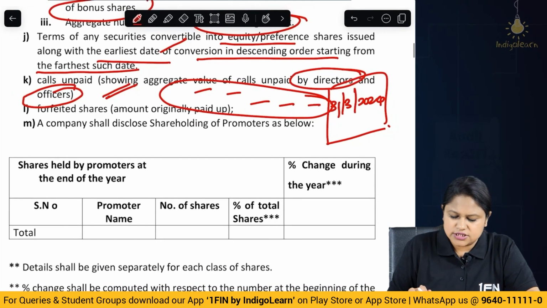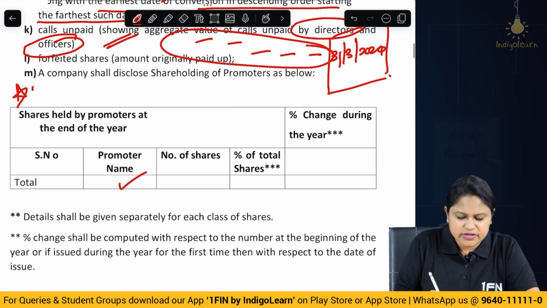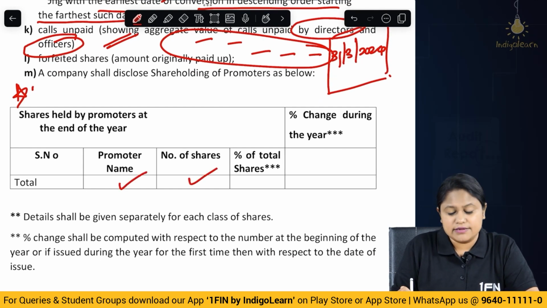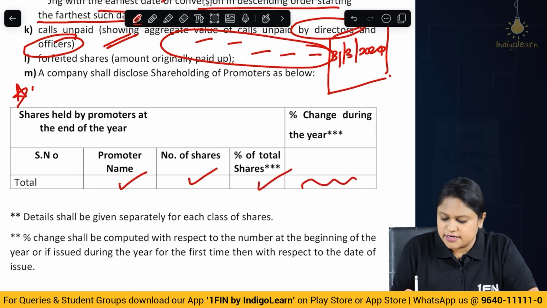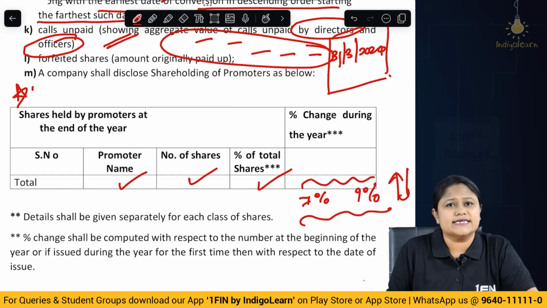And company shall disclose the shareholding of the promoter, very, very important. How you have to show: the name of the promoter, number of shares held by them, and out of total share, what is their percentage. Okay, and during the year if there has been a change. So they were holding 7%, if they have become 9%, then you have to tell during the year if there has been any change, this could be increase or this could be even decrease. Correct?